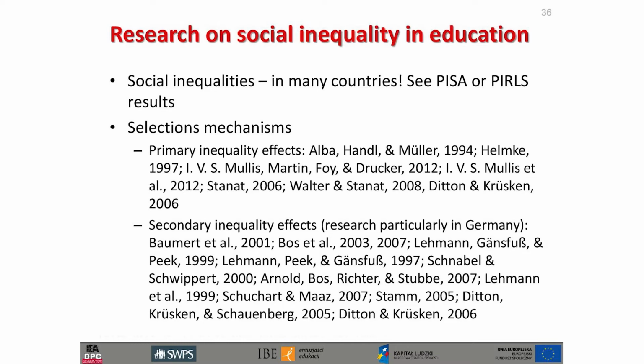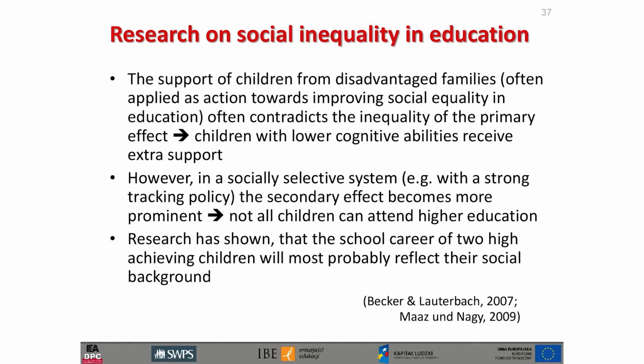First of all, it is well known and has been talked about a lot in the political arena, at least in Germany, that social inequalities can be confirmed in many countries according to large-scale assessment studies like PISA or PIRLS. And we also have plenty of research concerning the selection mechanisms and those two types of inequality effects that I mentioned before. However, the secondary inequality effect is especially a topic in Germany. Three main points from this research: the support of children from disadvantaged families is often applied as action towards improving social equality in education, and this has been done in Germany for a few decades.